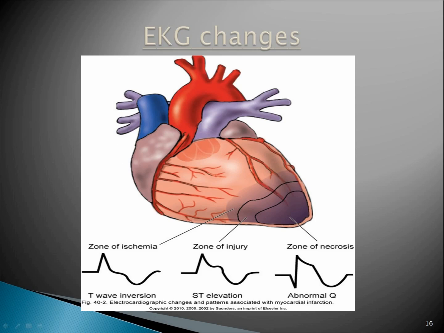Changes will occur in the ST segment when the myocardial cells are deprived of oxygen. The ST segment represents ventricular repolarization, or the time when the ventricles are recovering and getting ready to contract again. There are 3 possible changes. With ischemia, there is a T-wave inversion. With injury, there is ST segment elevation. With infarct, there's a Q wave.